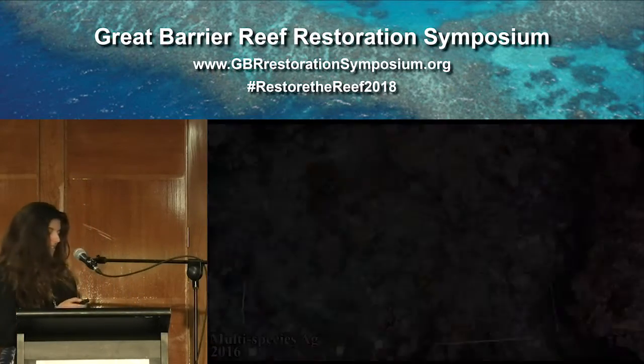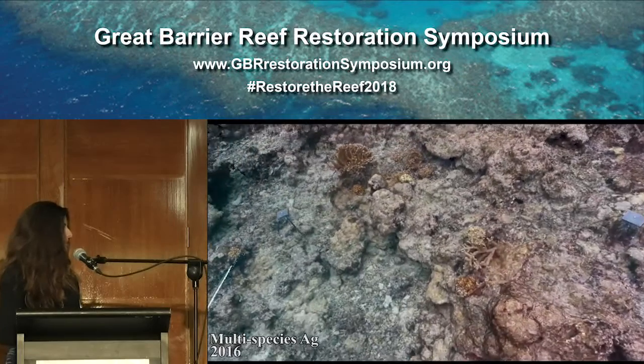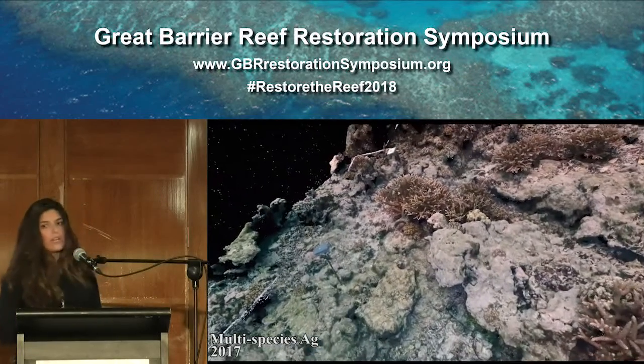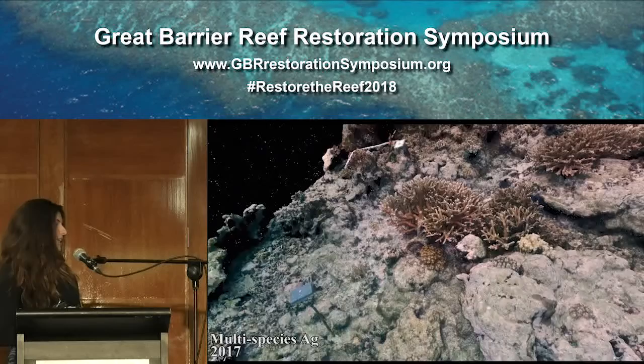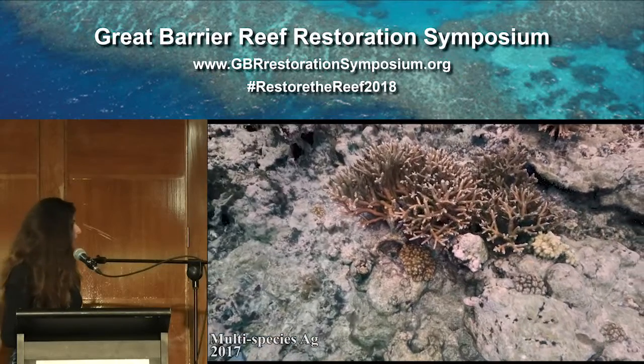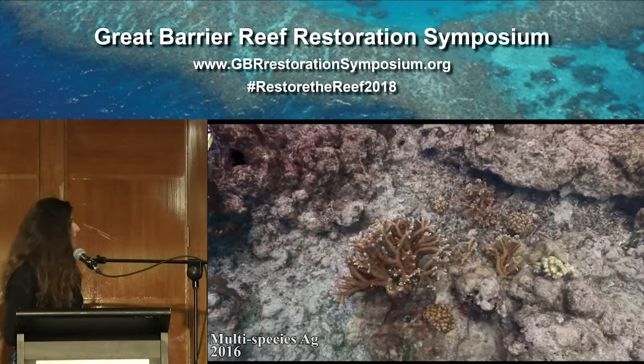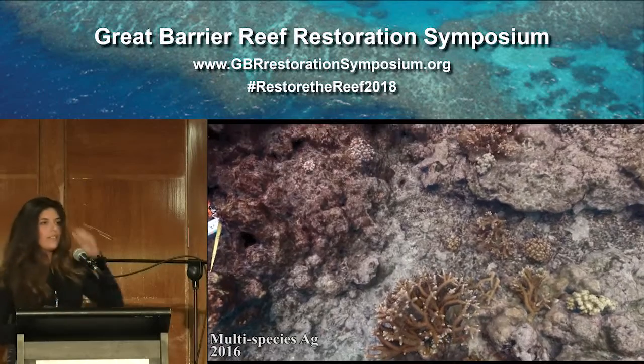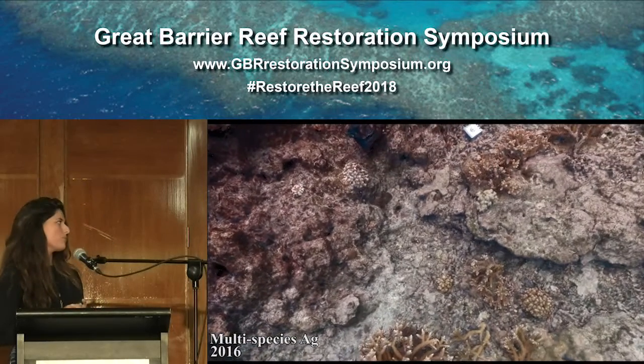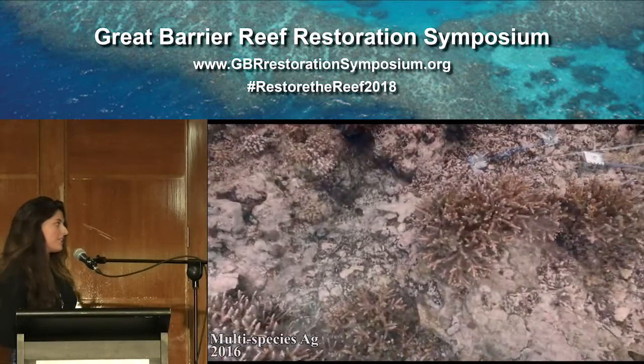Lastly, we have our multi-species aggregate plot. Here you can see those aggregates. Additionally, we had quite a bit of possible coral recruitment by 2017. You can see some of those around here. And then, once again, we have this large asexual reproduction in Acropora by 2017.